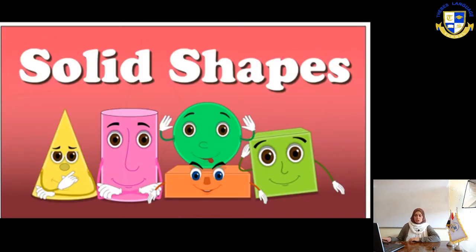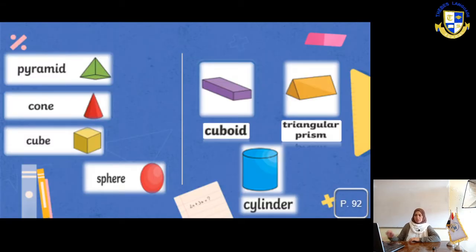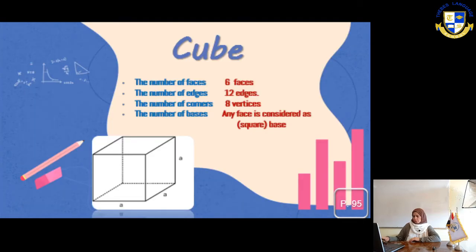And we have the solid shapes. Let's talk about the solid shapes. You have the pyramid, the cone, the cube, the sphere, cuboid, triangular prism, and cylinder. This is from your book, page 92.